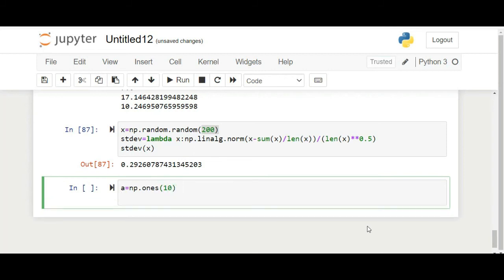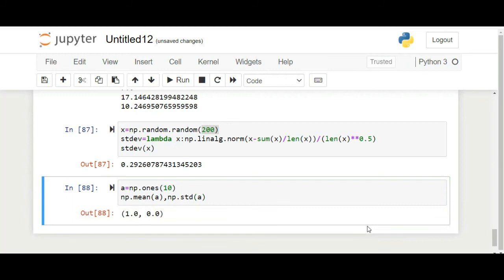np.ones, and then np.mean of a, comma, np.sd, standard deviation of b. Okay, or standard deviation of a, because we are writing a in np, so this is our answer: 1.0 and 0.